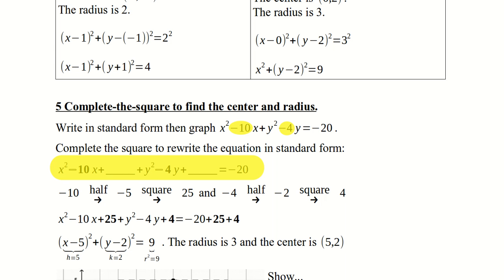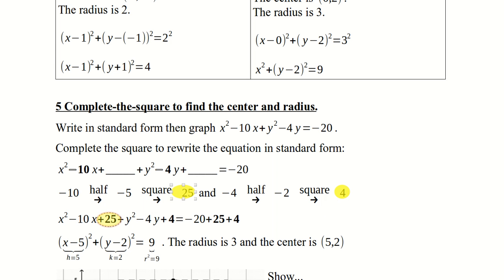Just a reminder of how completing the square looks. So we take that -10. We then take half of it. You remember this procedure. Half of -10 is -5. We then square -5 and get 25. That gives us two numbers, the -5 and the 25. We then take -4 and go through the same process. Half of -4 is -2, and -2 squared is 4. The squares are what we're going to add to both sides.